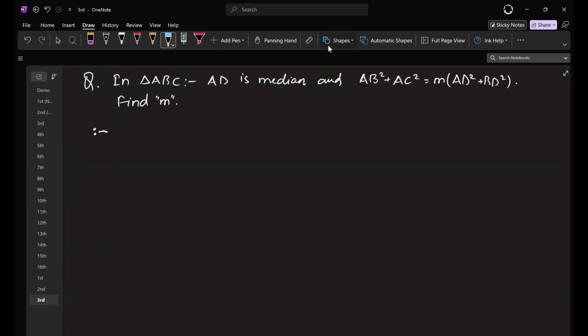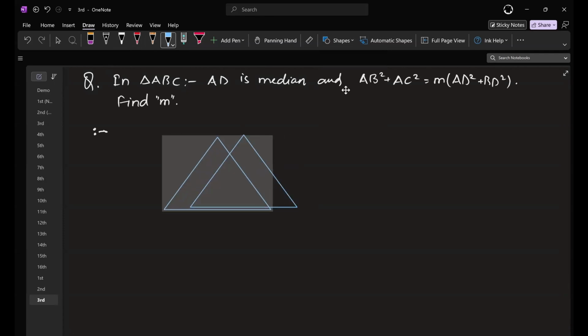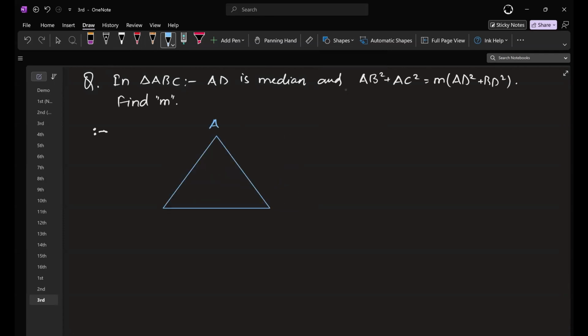Remember this question? In a triangle ABC, AD is the median. BD is equal to DC, and AB square plus AC square is equal to M times AD square plus BD square. Now you have to find M.